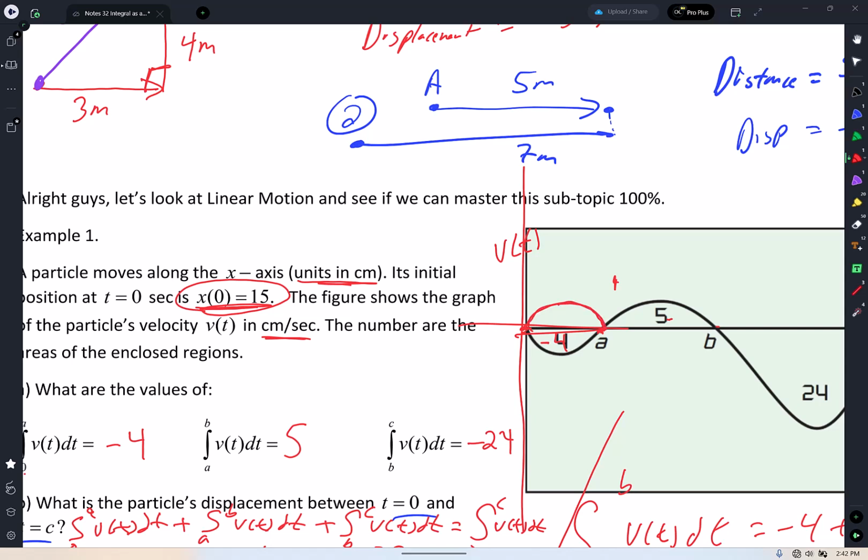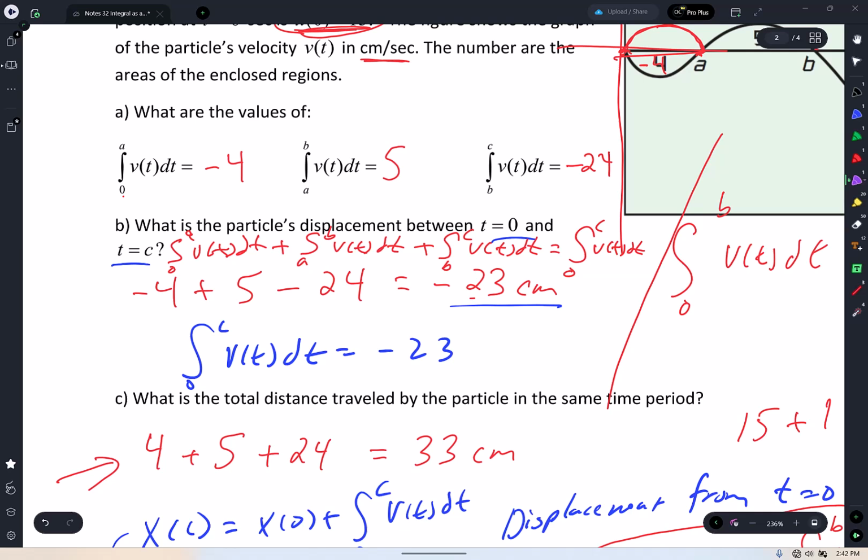Let's think about it, guys. Let's have a conversation. Right now, integral from 0 to a of v of t dt will give me -4. What did I do to turn that -4 into a +4? Now, don't tell me you take the absolute value of displacement. In this case it will work, because if I take the absolute value of the whole thing, that -4 will turn to a +4. But if I take the absolute value from 0 to c of the displacement, that would just turn that -22 into 23. So that's not going to give me the distance. So where do I put the absolute value?